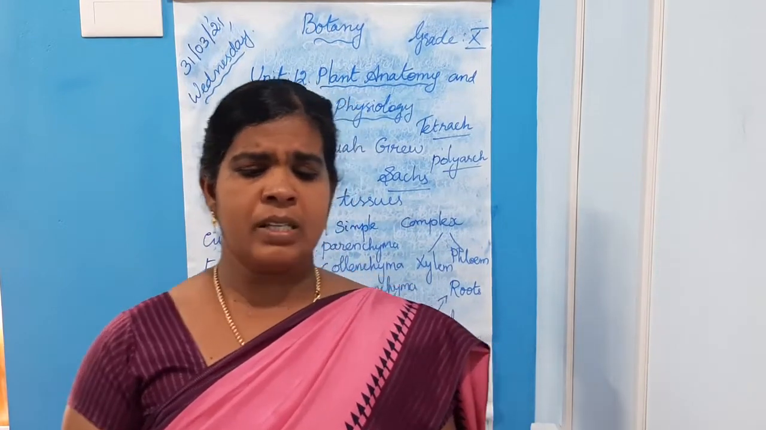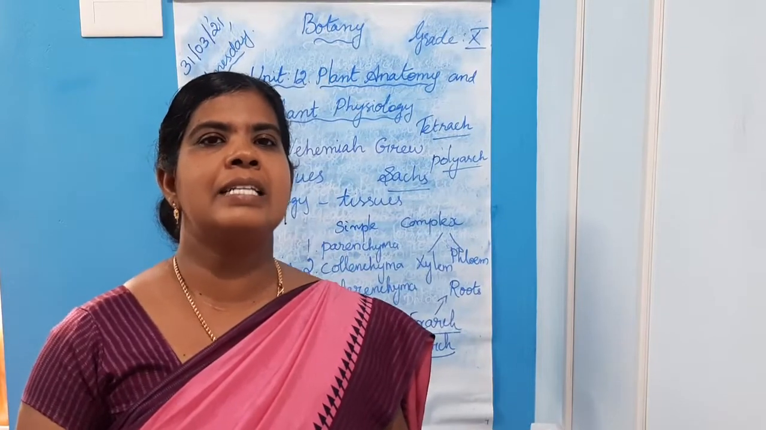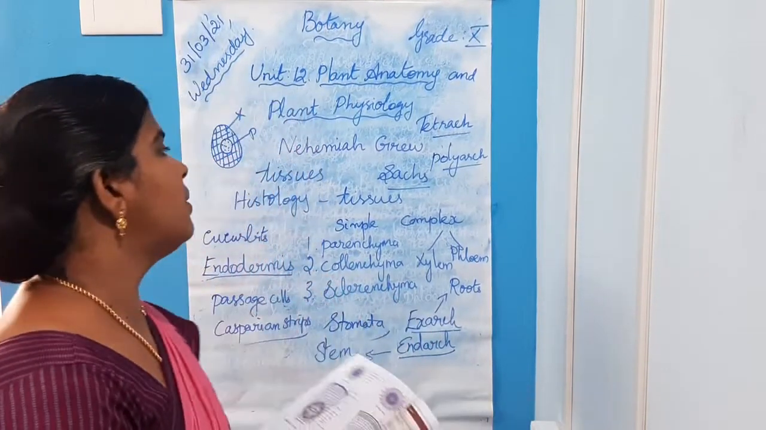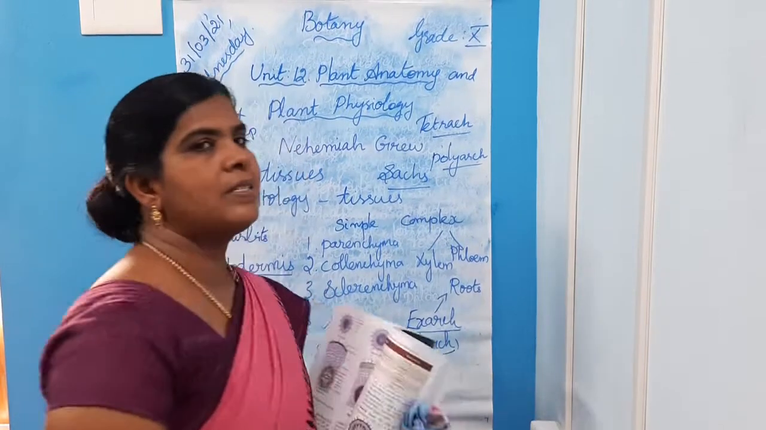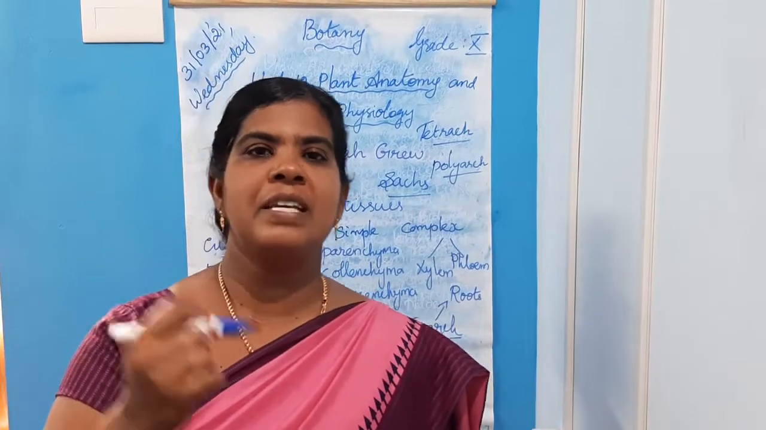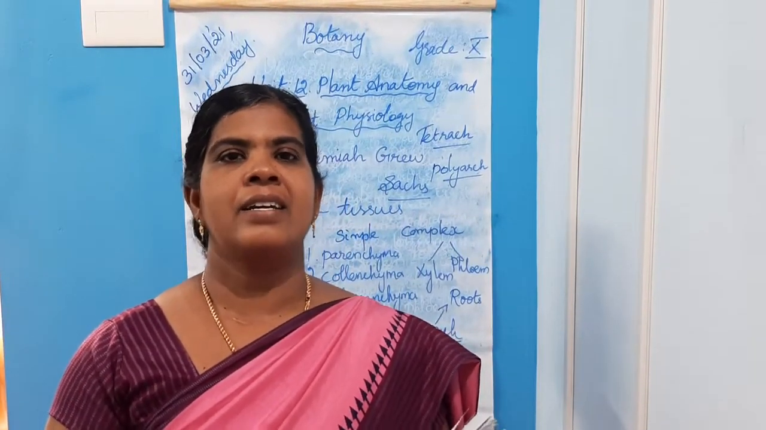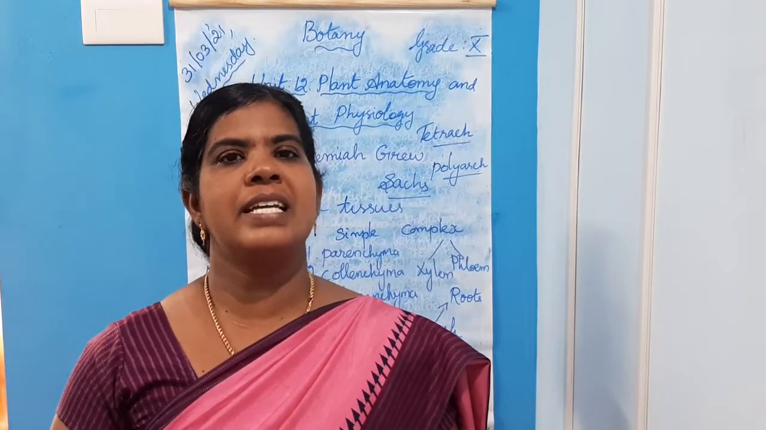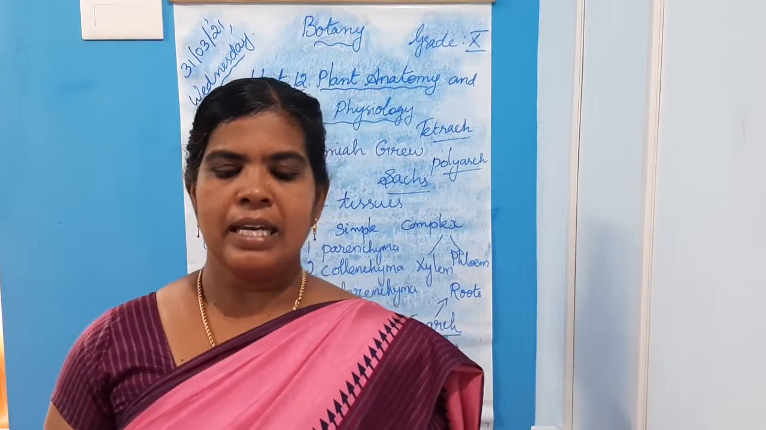Now, what about the nature of xylem elements in stem? It is endarch. What is endarch? The protoxylem facing towards the center and the metaxylem facing towards the periphery. That is endarch. The endarch condition is seen in stem.